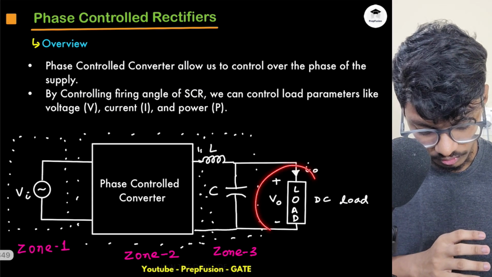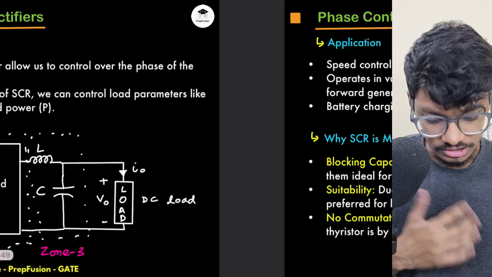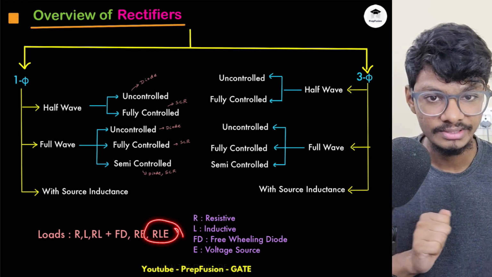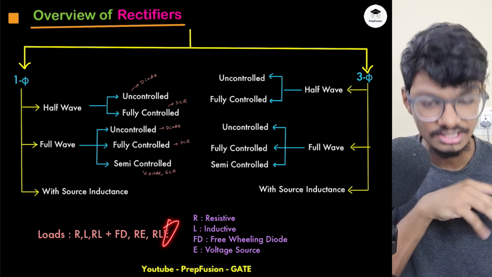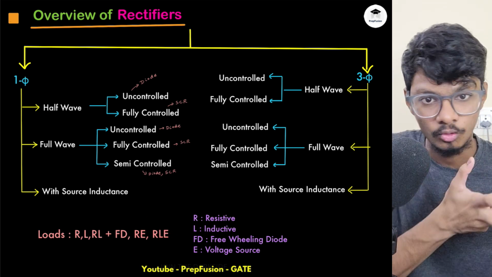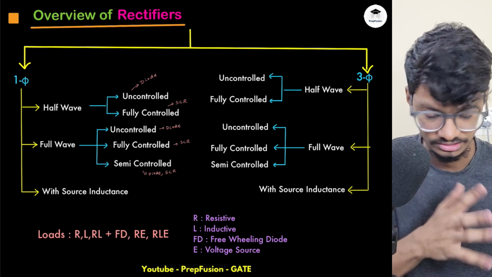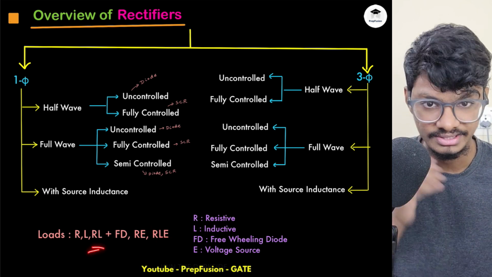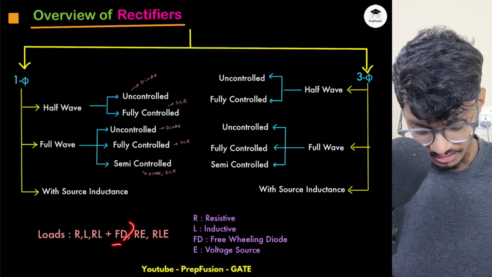So here I have a load, and this load is mainly a DC load. We mainly use this for battery charging. Here, RLE means resistor, inductor, and E is the voltage. And this is a DC motor load, you can assume. R means pure resistance, L means inductance, RL means resistance and inductance, plus FD.